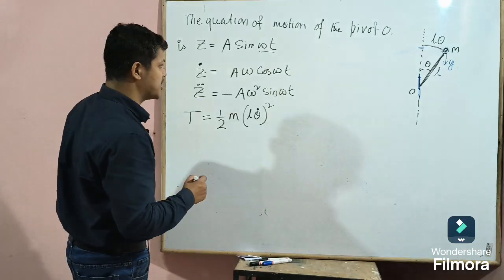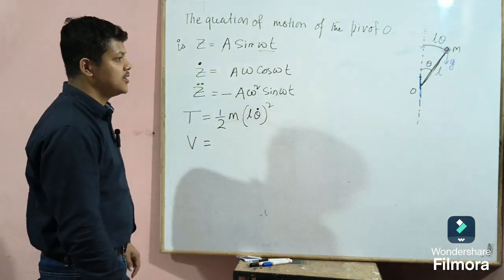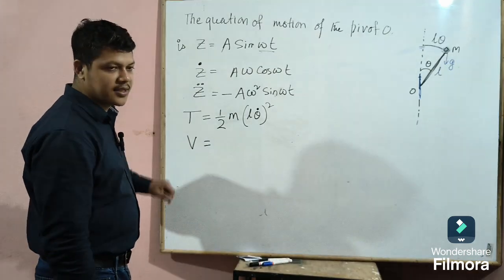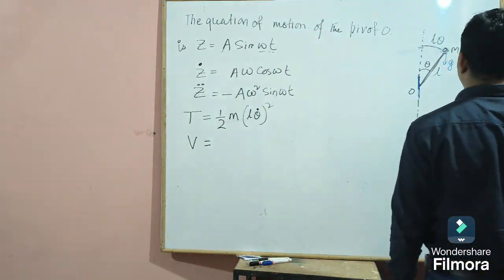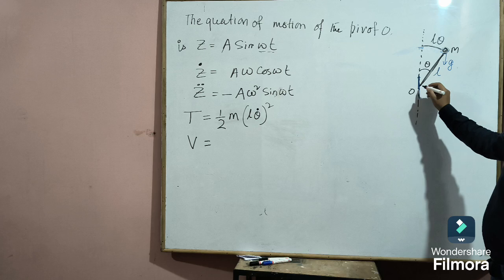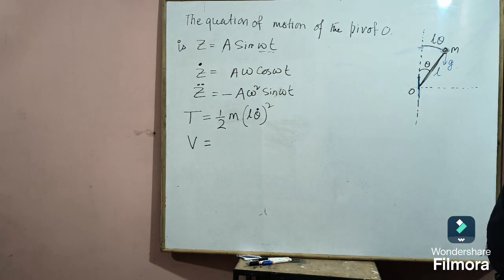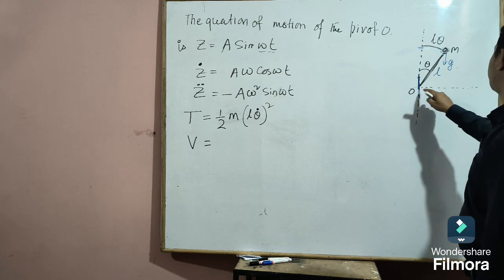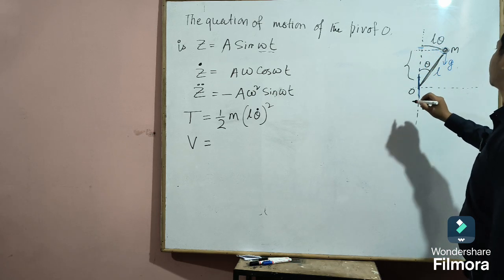Now how to calculate the potential energy? In order to find the Lagrangian, we need to find the potential energy. Kinetic minus potential energy gives the Lagrangian L, right? So here you see how to find the potential energy in this case. Now this is the level of zero potential, suppose. Let me consider that. And so the height of this particle from this level will be given by this part, right?